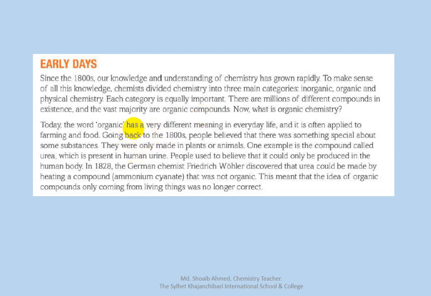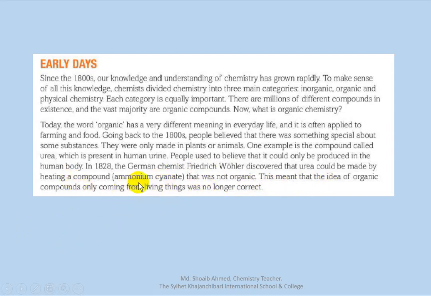At first it was thought that organic compounds were found only in living things like plants and animals, but this was proved wrong. In 1828 the German chemist Friedrich Wöhler produced organic compounds from an inorganic substance, ammonium cyanide. He heated ammonium cyanide and produced an organic compound. Ammonium cyanide is not organic.